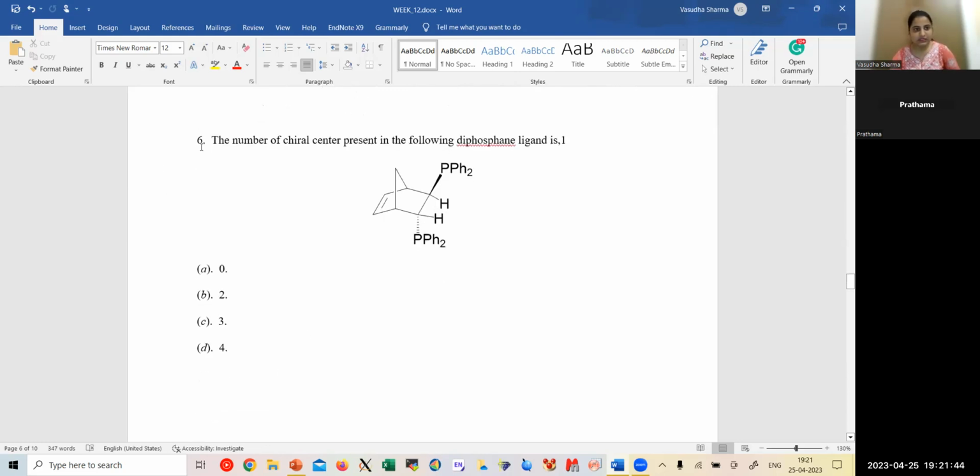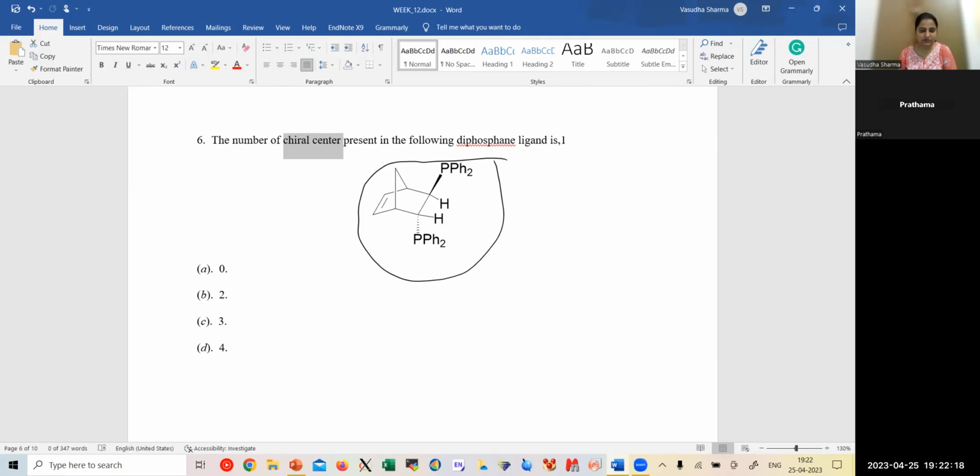Now, can you please tell me the answer for this question? The number of chiral centers, I just told you what chiral centers are, I hope you already know. The number of chiral centers present in the following diphosphine ligand is. So this is your ligand. Now you need to find out how many chiral centers are there. Just give it a try. I think the D option, 4.